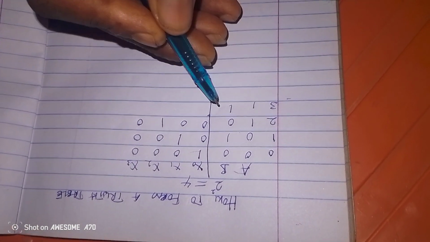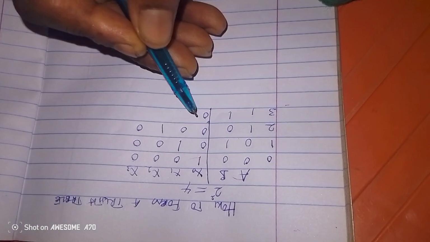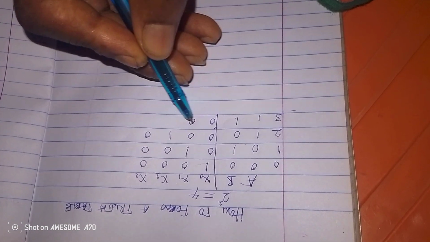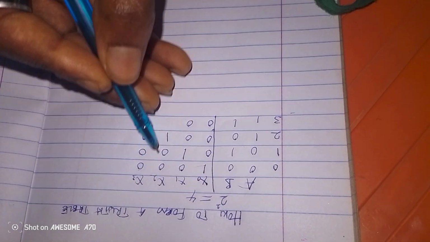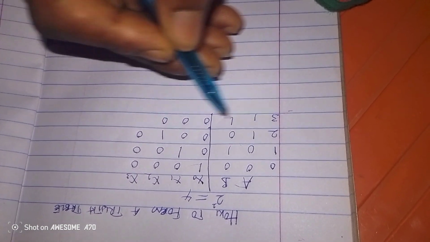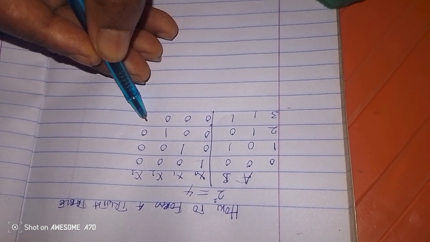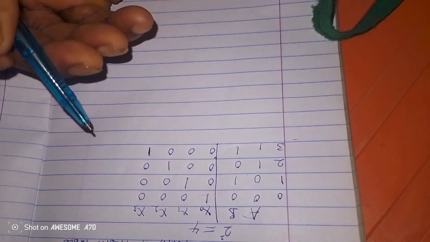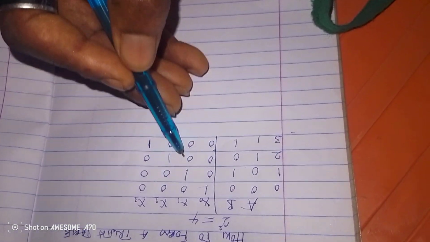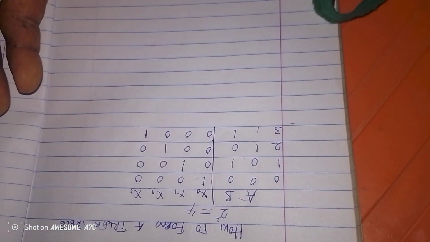Row 3, column 0, does it tally? No. Row 3, column 1? No. Column 2? No. Row 3, column 3, does it tally? Yes, so I give it a 1. Wherever it tallies, I give it a 1. Look at row 0, column 0; row 1, column 1; row 2, column 2; row 3, column 3. The rest becomes 0.